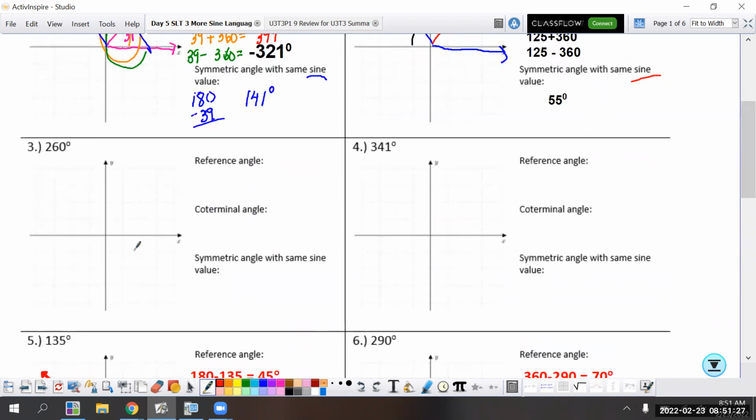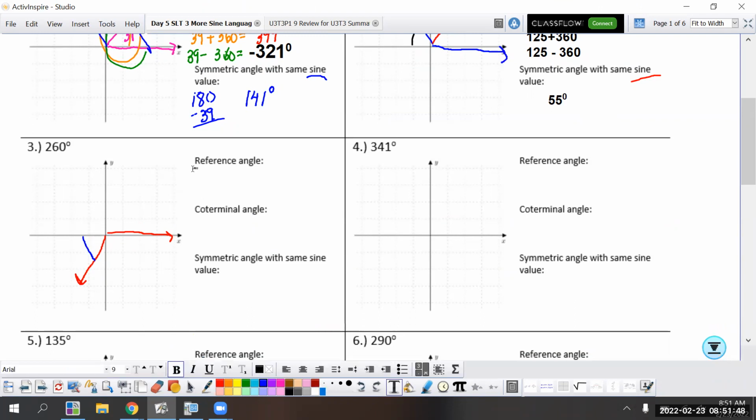Okay, 260 degrees. We've got initial ray, terminal ray, and your reference angle is always the angle to the x-axis, never ever the y. It's always this x-axis, this acute angle to the x-axis. So the reference angle in number 3, to calculate it, we're going to do 260 minus 180, which is 80 degrees.